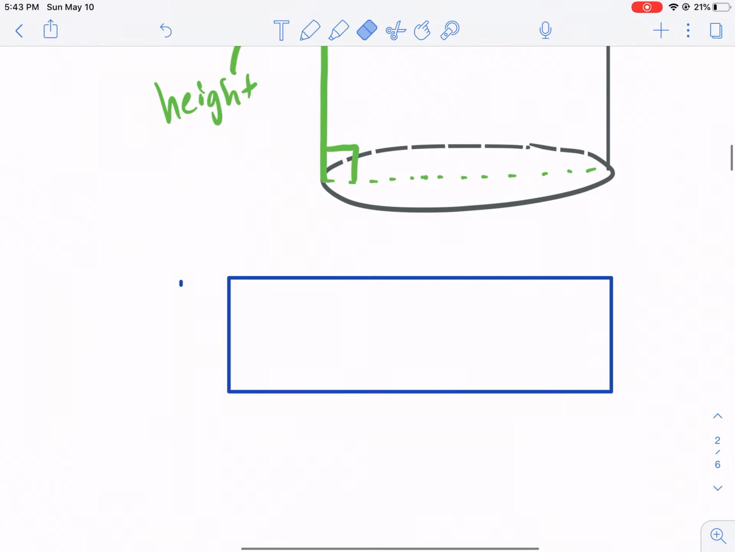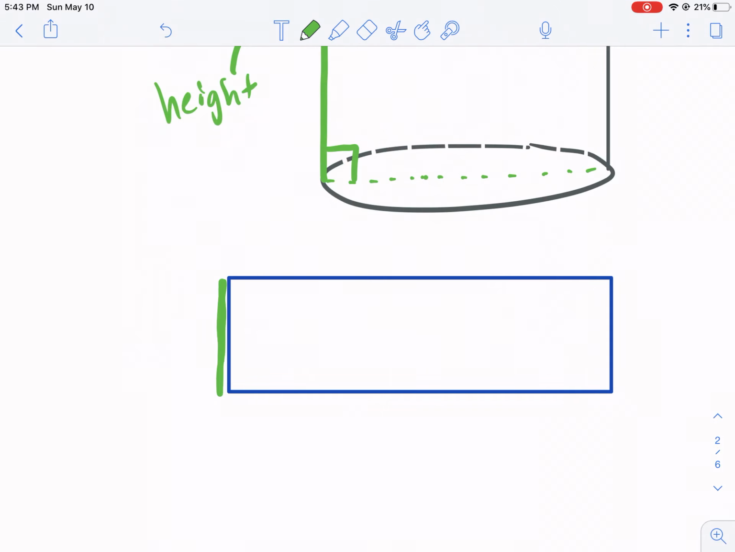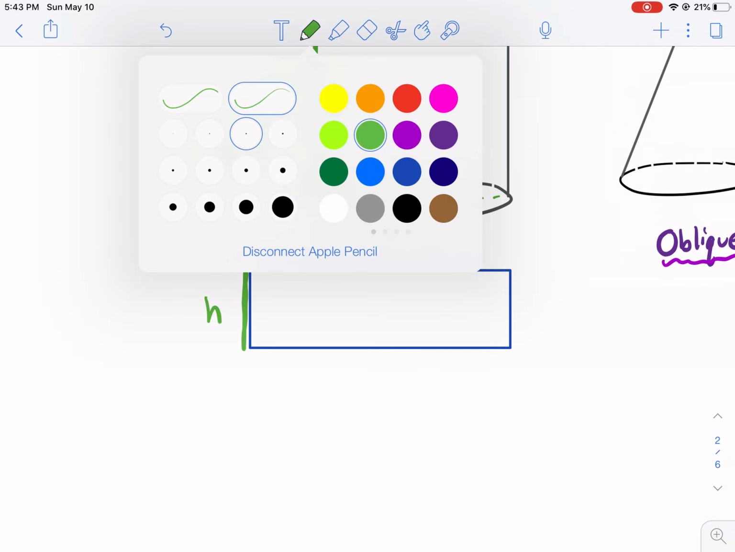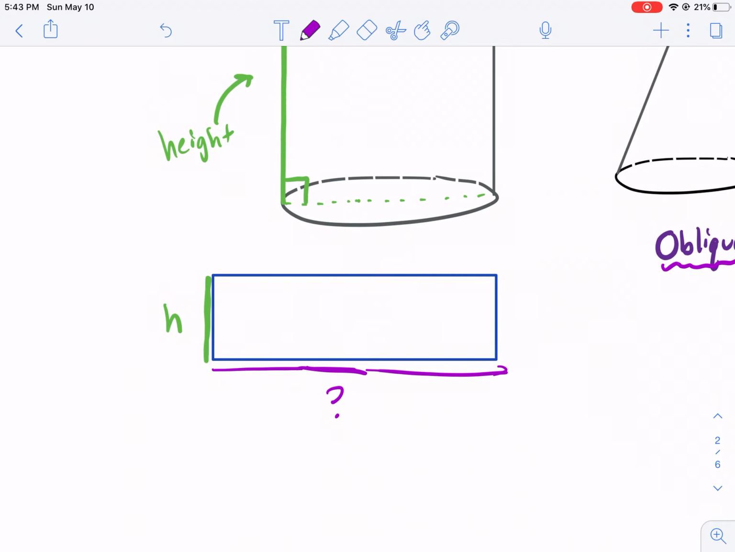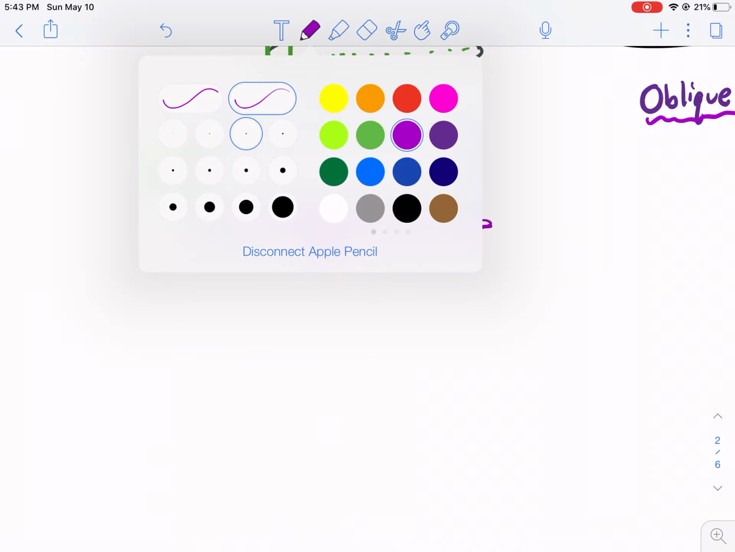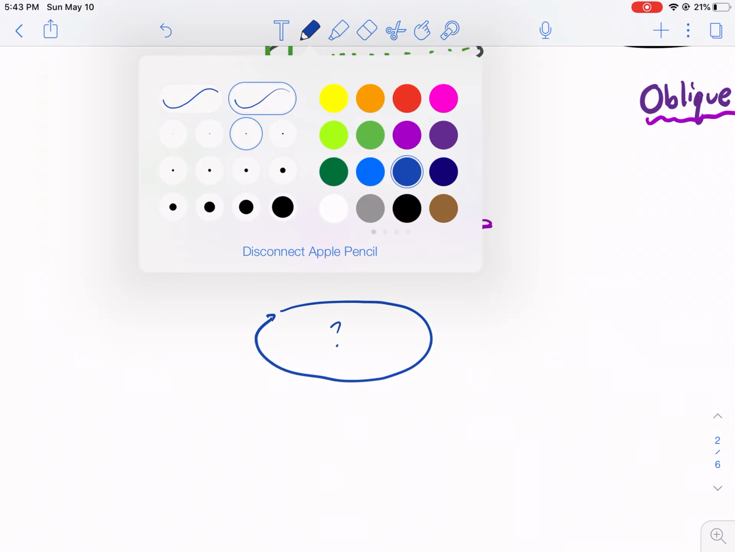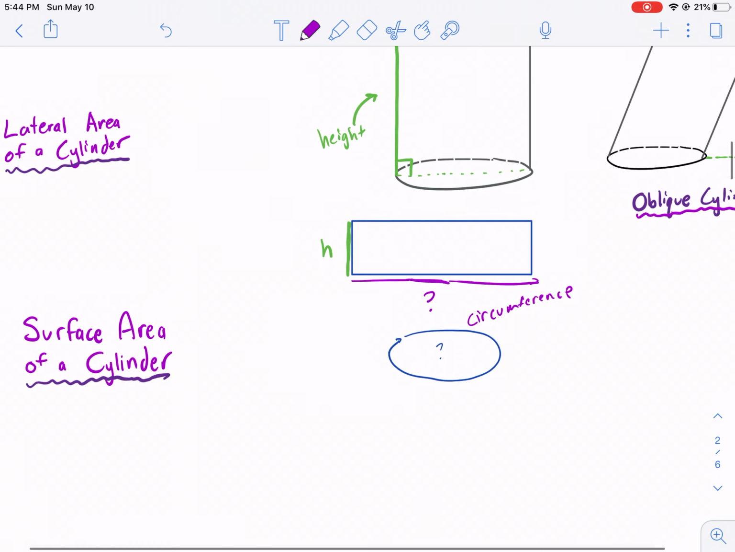So I peeled it off. This green line corresponds to the height. So there's my soup can, and there is the height of my soup can. Now, what is the length of this rectangle? What would that length be? Now, if I were to roll it up again, what does it become? Let's try to visualize this. If I roll it up again, can you think of it? It becomes the circumference.